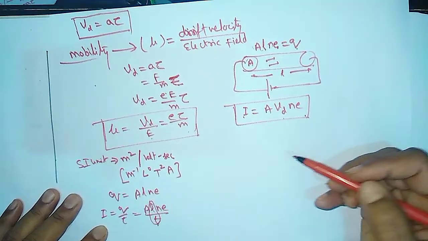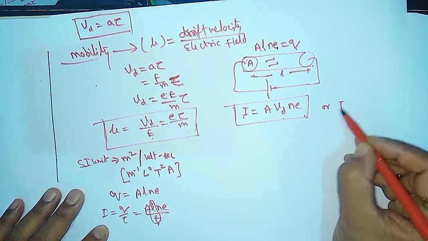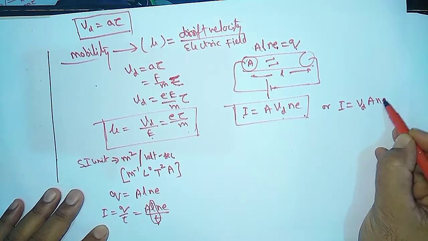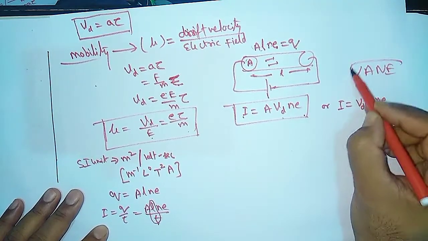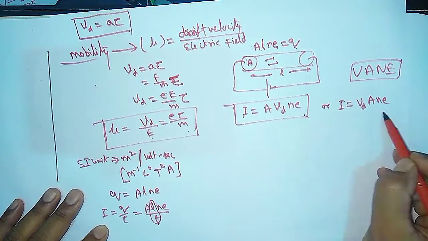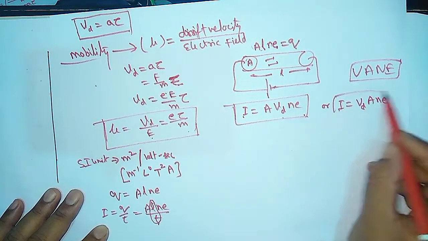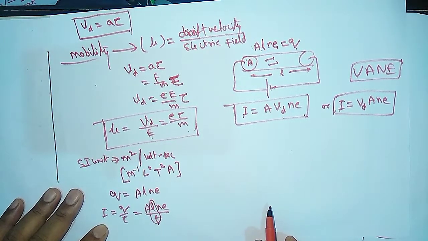Okay, now how can you remember? It's very easy to remember. We can write like this: Vd A n e. Okay, remember V A N E. Remember this term. You can remember the relation between the drift velocity and the electric current. So this is the expression, a very important derivation for your exam also.